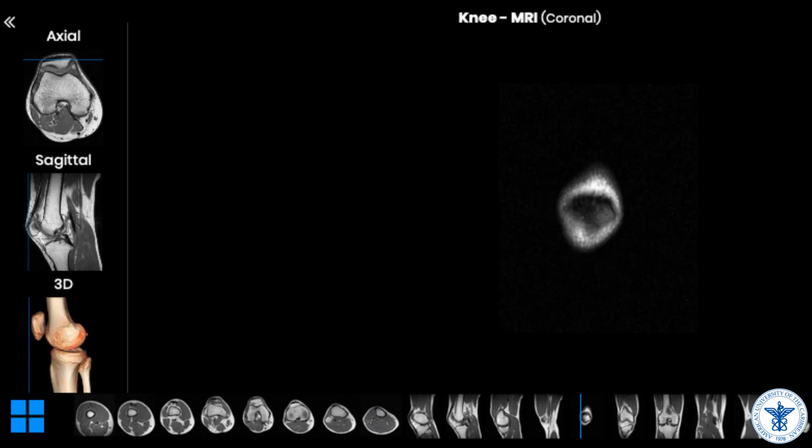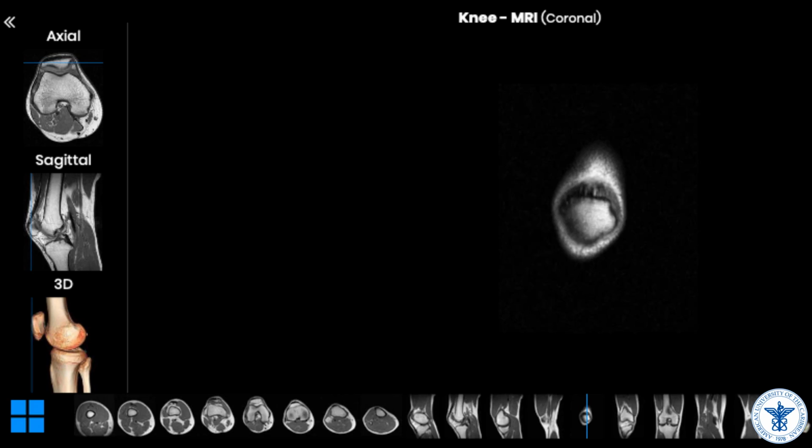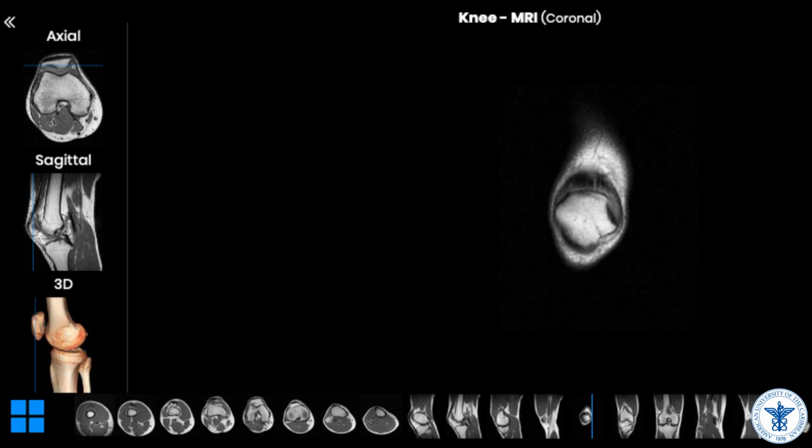In the coronal images, the first bone which appears is of course the patella, and you see it right now. The base of the patella is above, the apex of the patella is below, the dark tissue attached to the base is our quadriceps tendon, and of course the dark tissue attached to the apex is our patellar ligament.